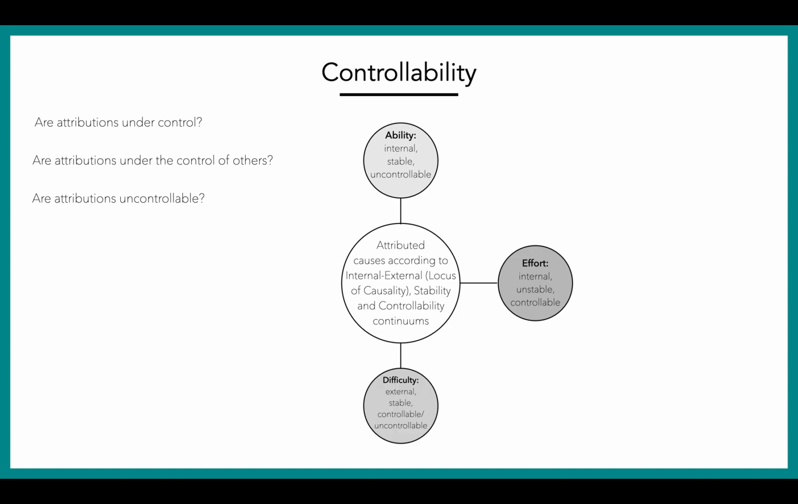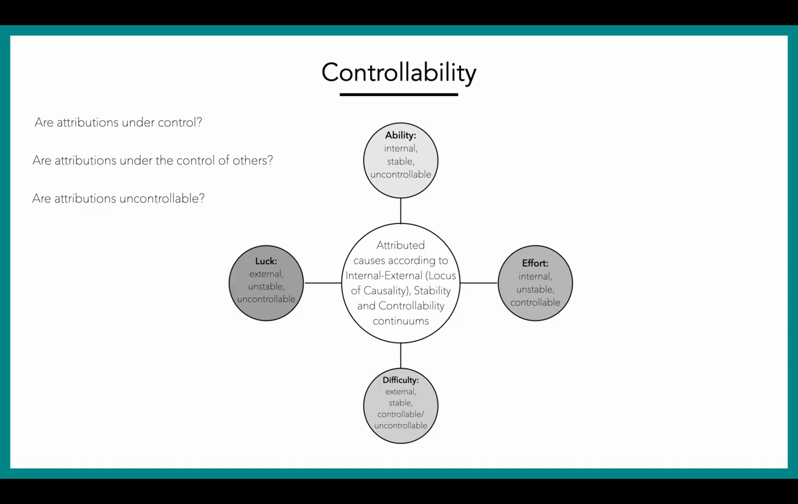Then we have difficulty: external, stable, and uncontrollable, because there are some things that you can do to change the task difficulty. But it was external, and it is stable because your opponent's ability is under their innate ability. Okay, it's not under your control.